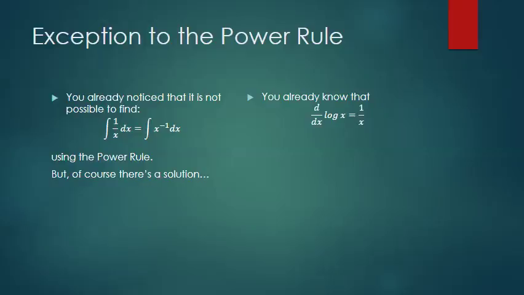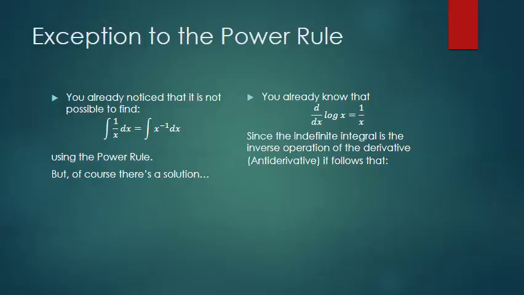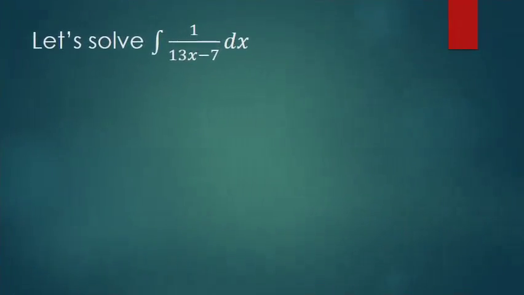You already know that the derivative of the logarithm of x is equal to 1 over x. So it's easy to find that the integral of 1 over x will be equal to the logarithm of x. In general, the integral of 1 over u du will be equal to the logarithm of u plus c. Now, with this exception to the power rule, we can find the solution to integrals like this one.